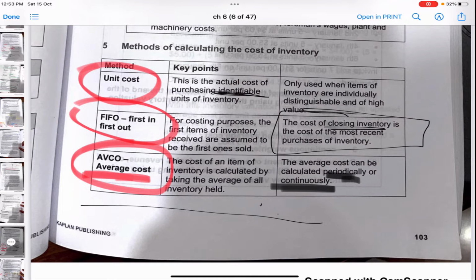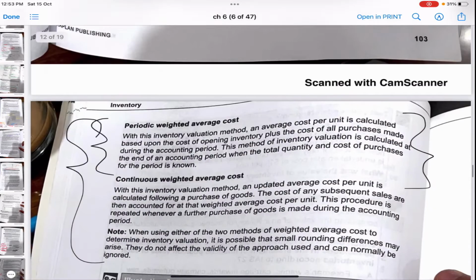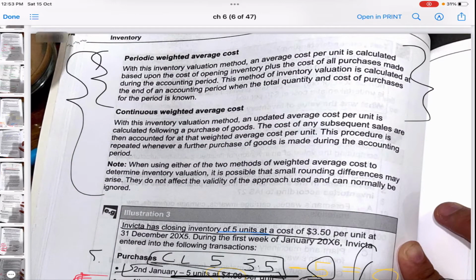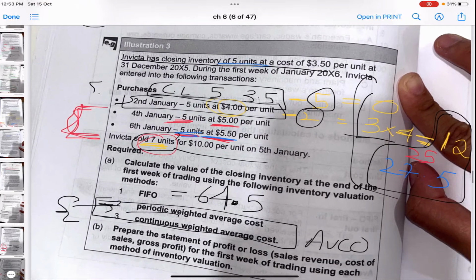The cost of the closing inventory is the cost of the most recent purchases of inventory. Okay, AVCO method. So this is the average costing method. In this method, we take the average of the cost. The cost of an item is calculated by taking the average of all inventory held. The average cost can be calculated periodically or continually. This we are going to discuss. So this is also again the theory of this, which we will be discussing in a bit.